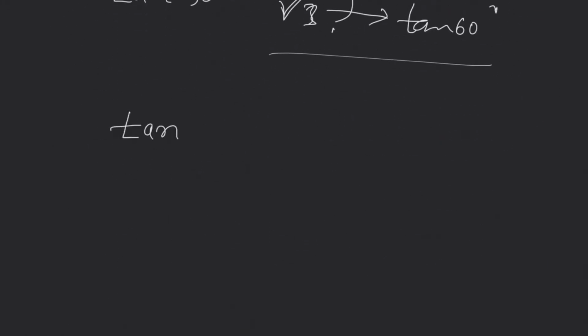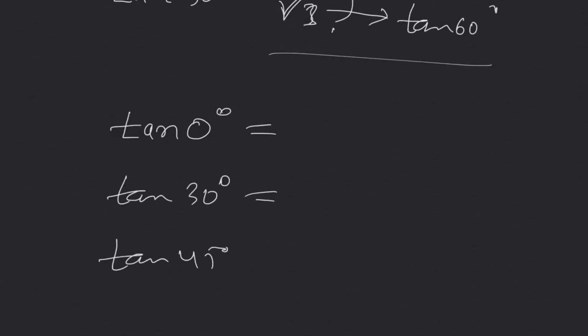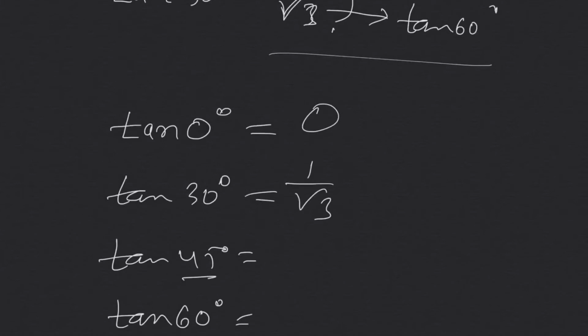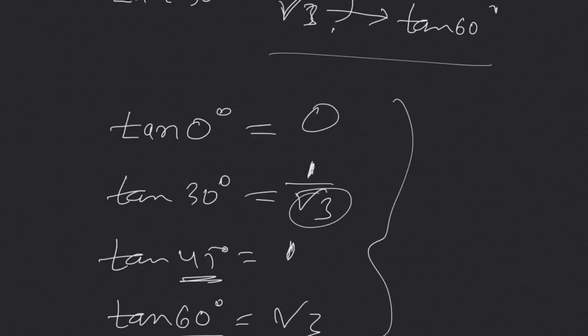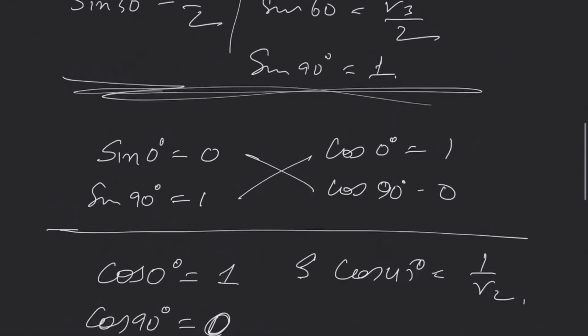If I am asked to write tan 0 degree, tan 30 degree, tan 45 degree, or how much is tan 60 degree, I now know that this is 0, this is 1 by root 3, tan 45 degree is this 1, and tan 60 degree is this root 3. So it's very easy to remember again. We don't have to memorize the whole table. We just have to remember some certain values and derive the rest from there.